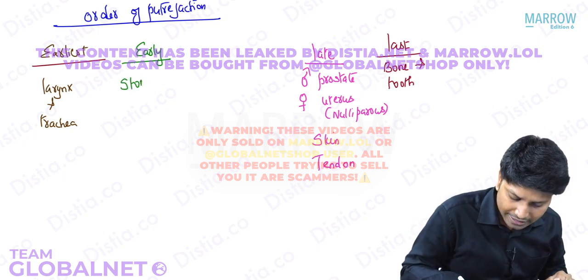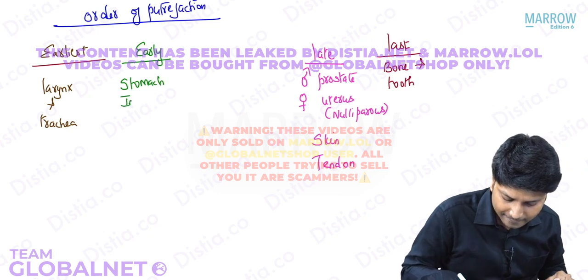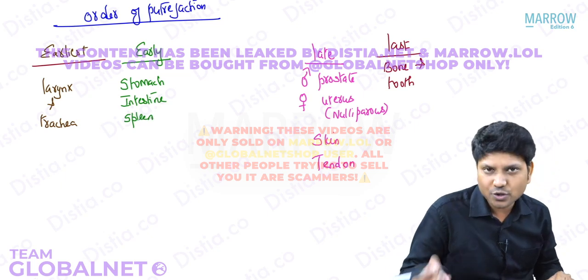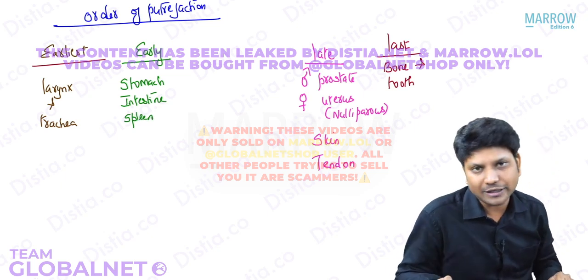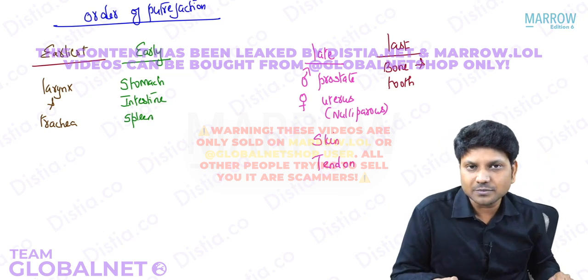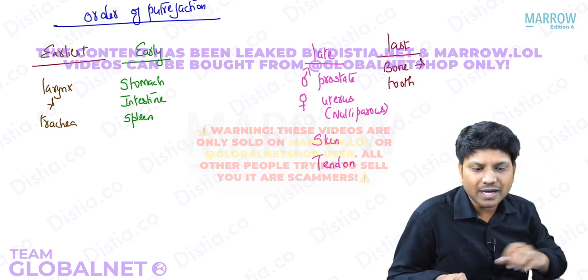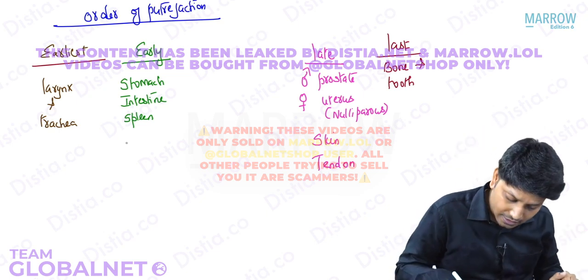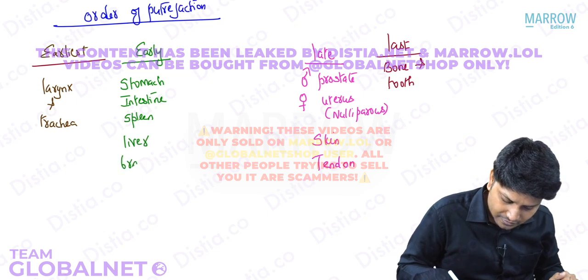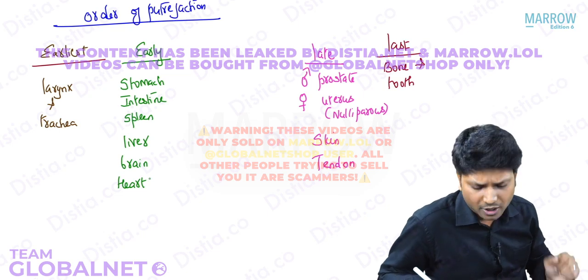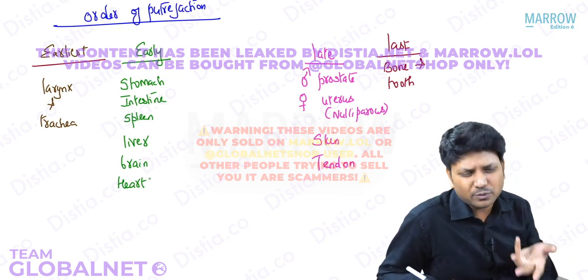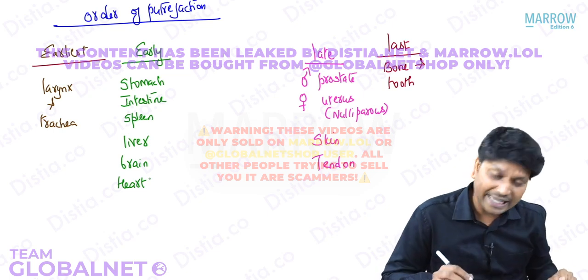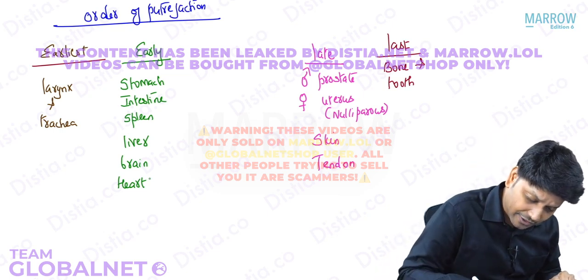You need to remember it is stomach, intestine, spleen. I told you the source of bacterial decomposition is from the GIT only, and that is why anything that is associated with the alimentary tract will decompose early. Stomach, intestine, spleen, liver, brain, and heart. This sequence is very important, but you can see that it is more of factual. You need to memorize it, but I'll try to make it easier for you. That is what I'm doing.